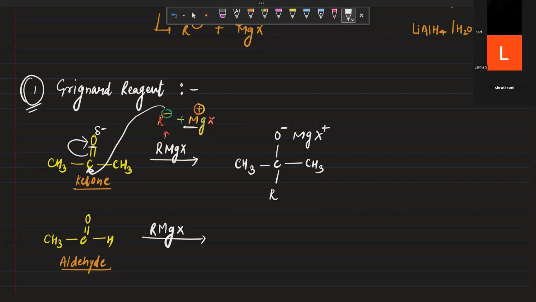Okay. After that, this R negative attacks the carbon. Why only the carbon? Because this carbon is partially positively charged and this R is negatively charged. So it will attack the carbon, and when it attacks the carbon, the double bond shifts to the side where oxygen is present. So oxygen gains a negative charge. The remaining MgX positive attaches to the negatively charged oxygen.